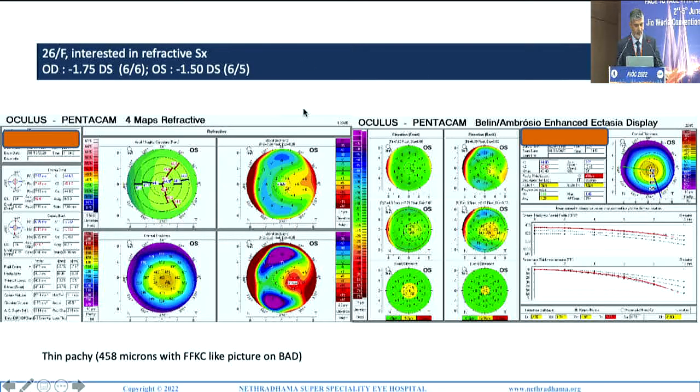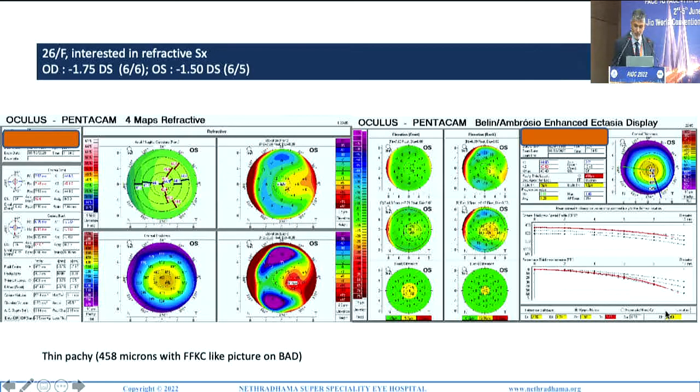So I'll go through some of the case scenarios. This was a 26-year female interested in refractive surgery. You can see that she's got a low myopia, 1.75 and 1.5. If you look at the Pentacam, you can see on the BAD that the patient has a thin pachy of 458 microns, and a forme fruste keratoconus picture. You can see both the anterior and the posterior elevations are borderline, and if you look at the indices, they're all borderline or abnormal, and the total D is also borderline.